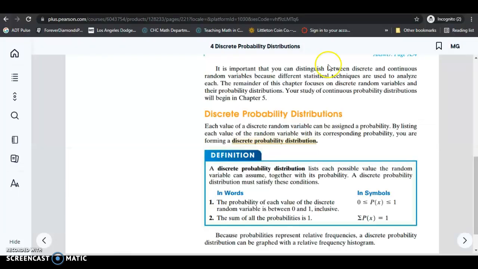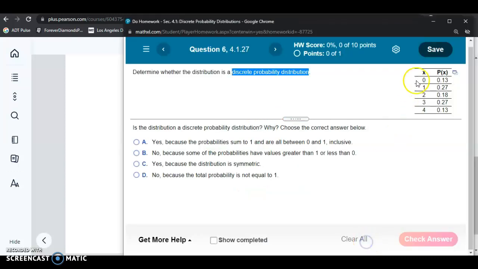But remember, in the book it says that the sum of the probabilities is 1. So assuming your table lists all the possible values of x, the sum of those corresponding probabilities should be equal to 1. Because it fails to satisfy the second condition, this table is not a discrete probability distribution. And then you would select the appropriate answer choice.